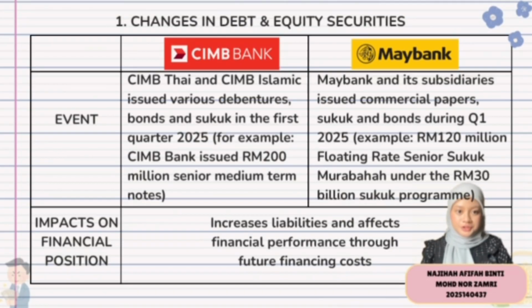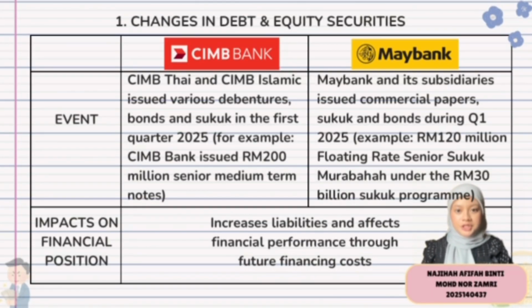CIMB Islamic also contributed to the liability growth by issuing a 500 million ringgit, 10-year fixed rate senior sukuk. Maybank similarly raised significant capital, specifically mentioning the issuance of 3 billion ringgit senior sukuk murabaha in addition to other commercial papers. Impact on financial position: cash increases and debt increases by the corresponding amount. The balance sheet becomes larger, reflecting a stronger funding base.